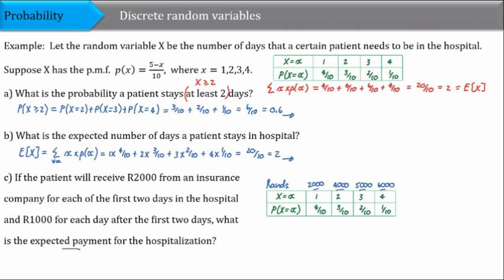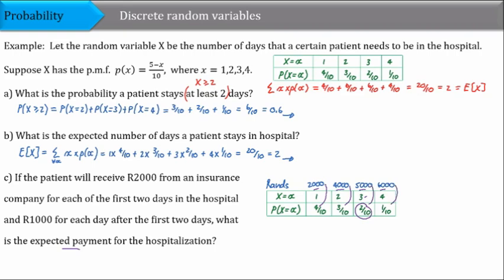Now the question is, what is the expected payment? Well, expected value is nothing but the product. But here we take the rands and the probability. So the probability of getting 5,000 rand is the same as the probability of being in hospital for 3 days, and that is just 2 over 10. So that means that each of these probabilities are associated with those amounts.